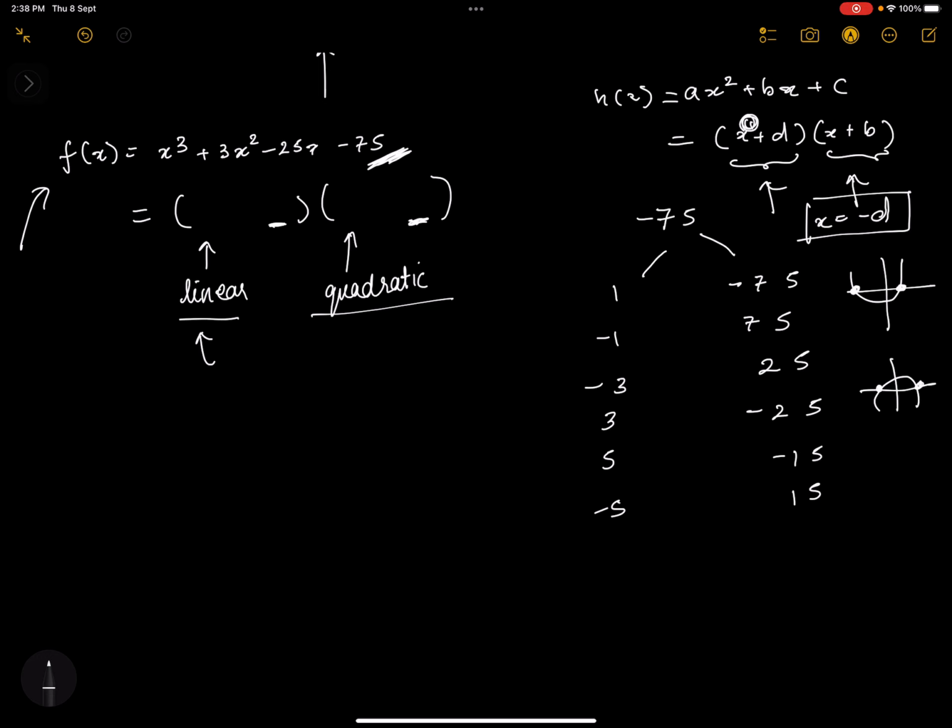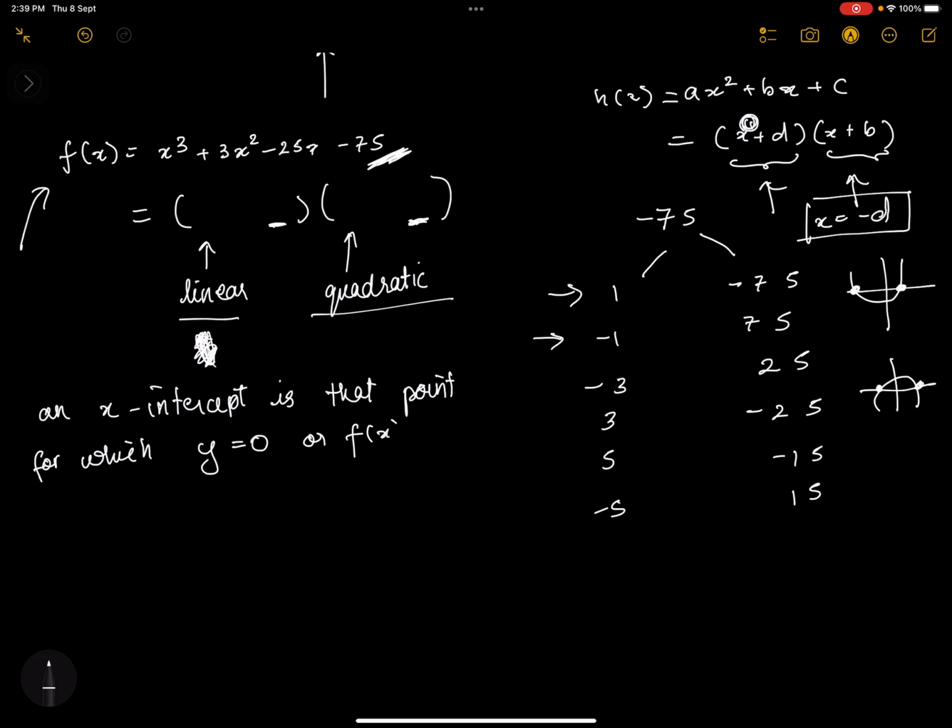So now what are we trying to do with these factors of minus 75? Basically, one of these values will be the linear factor for f of x, which means that one of these values will be that root for which f of x will intersect the x-axis. So what do we do with this kind of information? If it makes f of x intersect the x-axis, that means f of x should be 0. That means an x-intercept is that point for which y is equal to 0. Or whatever, if our function is f of x, then f of x is equal to 0.